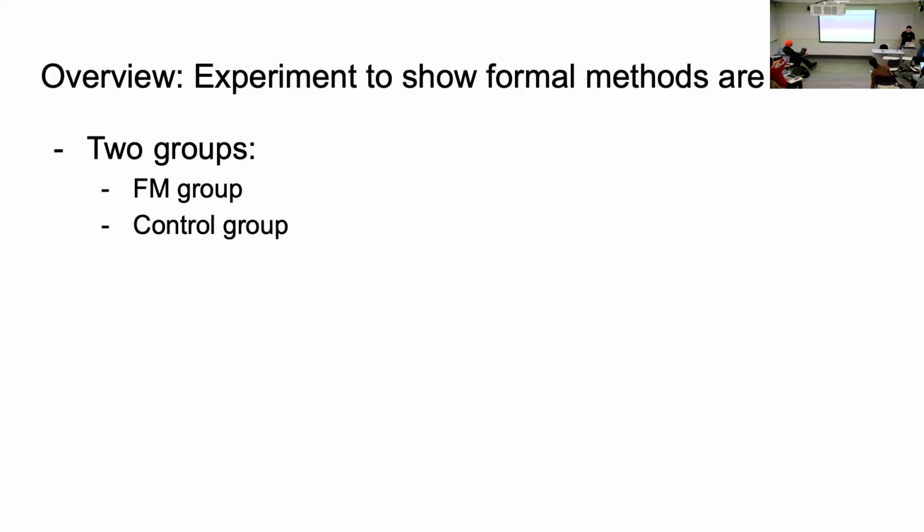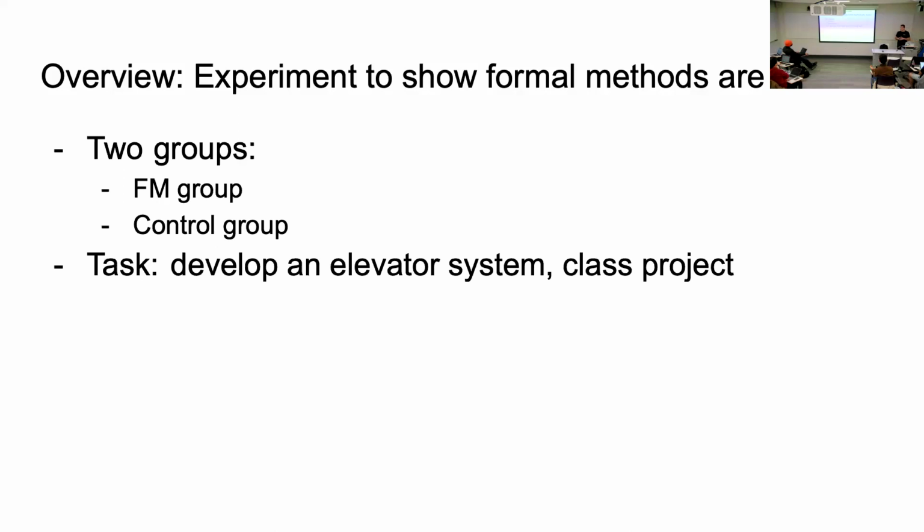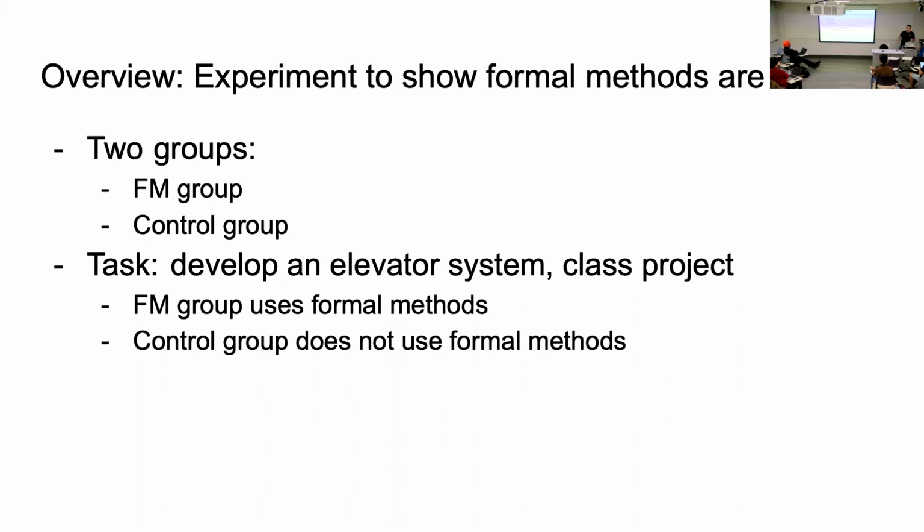First I'm going to overview the experiment just to give you an idea about what it looks like. The experiment involves two groups. The first is a formal methods group. The second is a control group that doesn't use formal methods. These two groups of people have a task: they have to develop an elevator system. They have to program an elevator system, and this is a class project. So it's actually two different classes. In the formal methods group, so this is a formal methods class, they use formal methods to develop this elevator system. In the control group, they don't use formal methods. They're not trained in formal methods, so they don't use it.